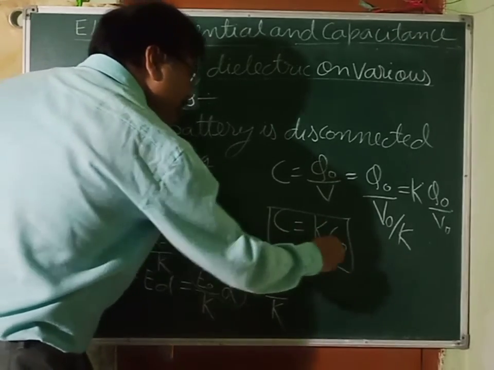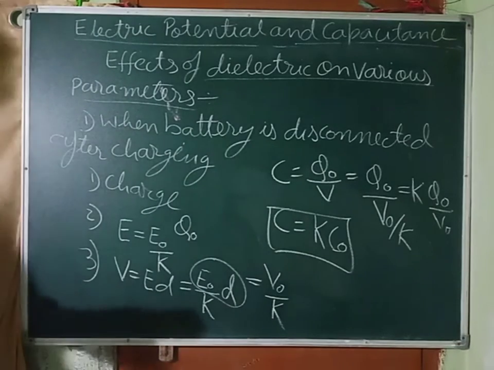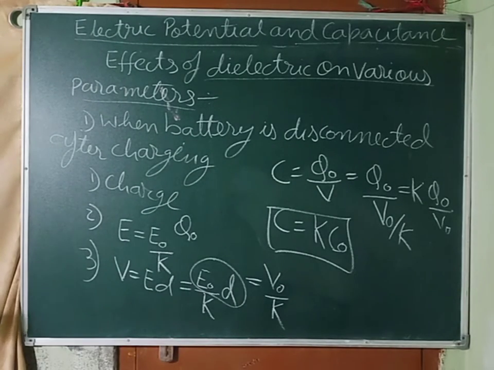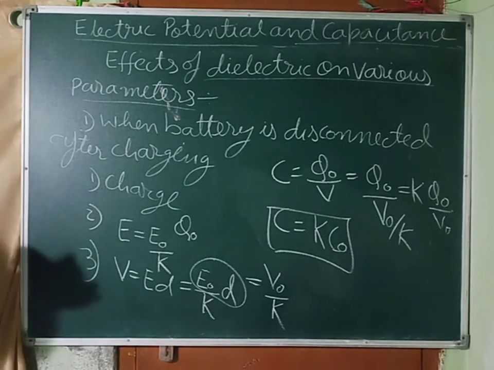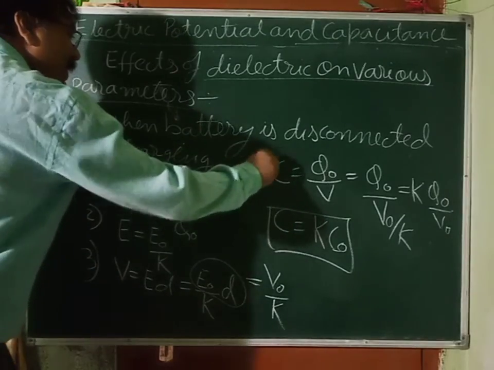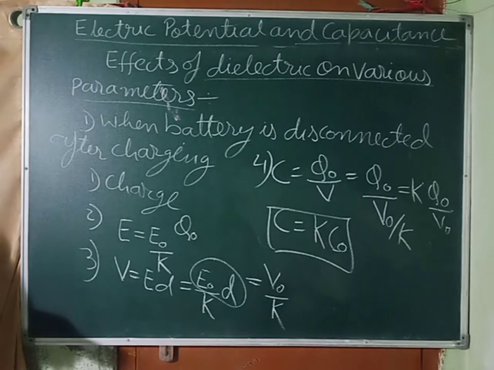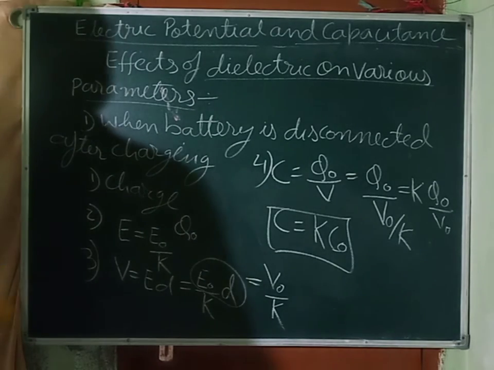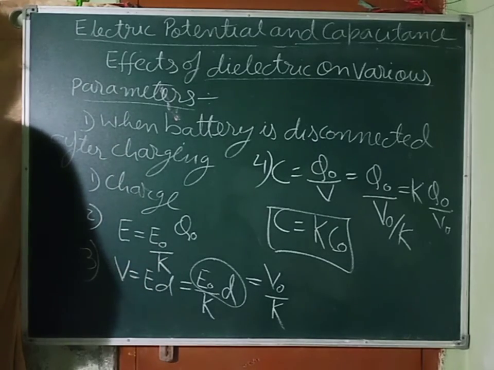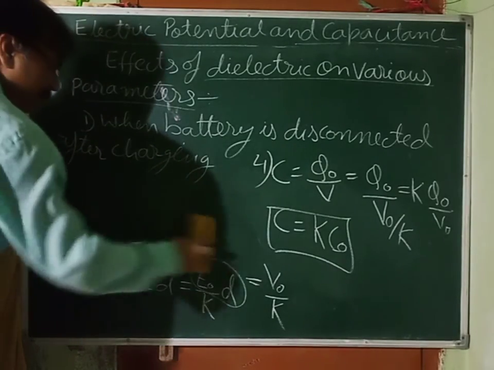Capacitance has increased or decreased? Just tell me. Yes. So the fourth point is that capacitance increases, and it becomes K times. Okay. Now, it is the turn of energy. What change occurs to the energy stored in the capacitor? Let's see that. That is the fifth point.